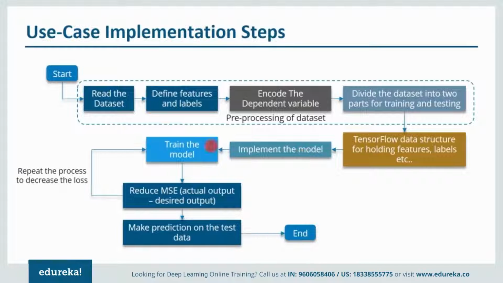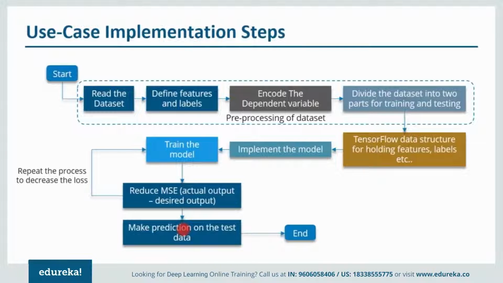And once this is done, we will train our model on the training data. We'll calculate the error. Error is nothing but the difference between the model output and the actual output. And we'll try to reduce this error. And once this error becomes minimum, we'll make predictions on the test data and we'll calculate the final accuracy.